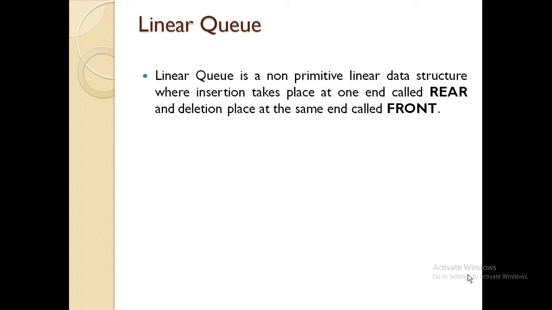For insertion in a queue, rear pointer is used, and for deletion in a queue, front pointer is used. That means queue maintains two pointers. One is called front and another is called rear. For every operation, the respective pointer is incremented by 1.